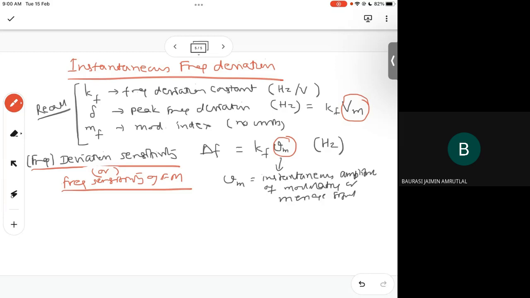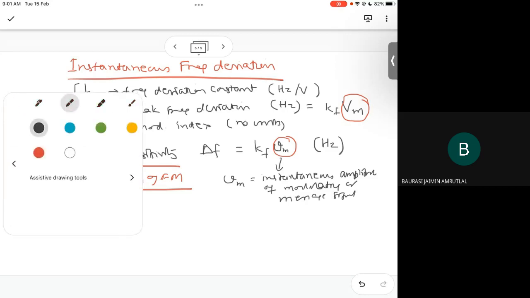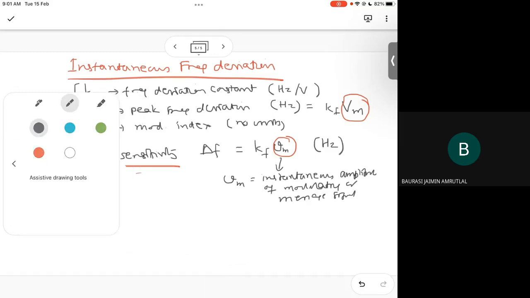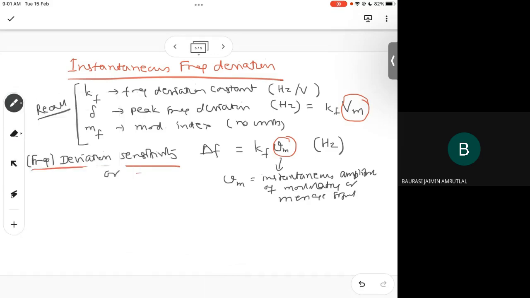So that means your instantaneous frequency deviation is directly proportional to the instantaneous amplitude of the message signal. I will just put here what we have learned. I'll put it in black color. Frequency sensitivity of FM.